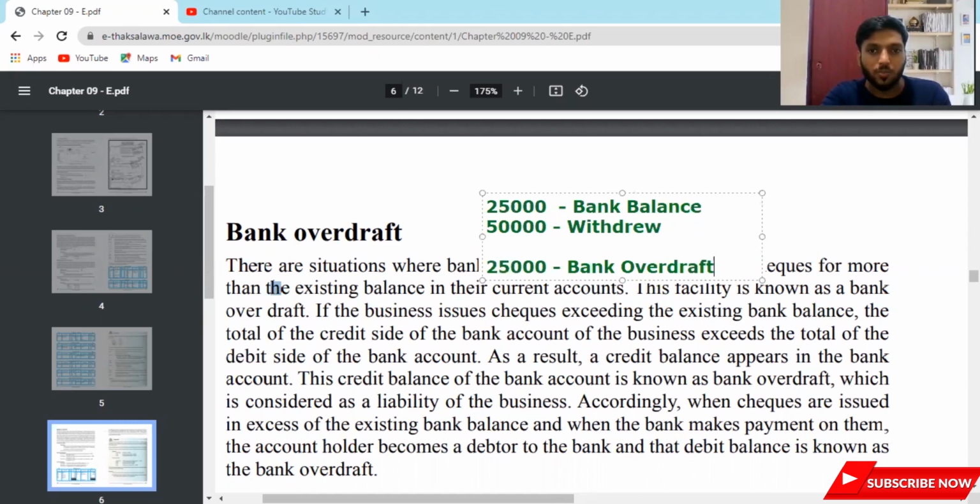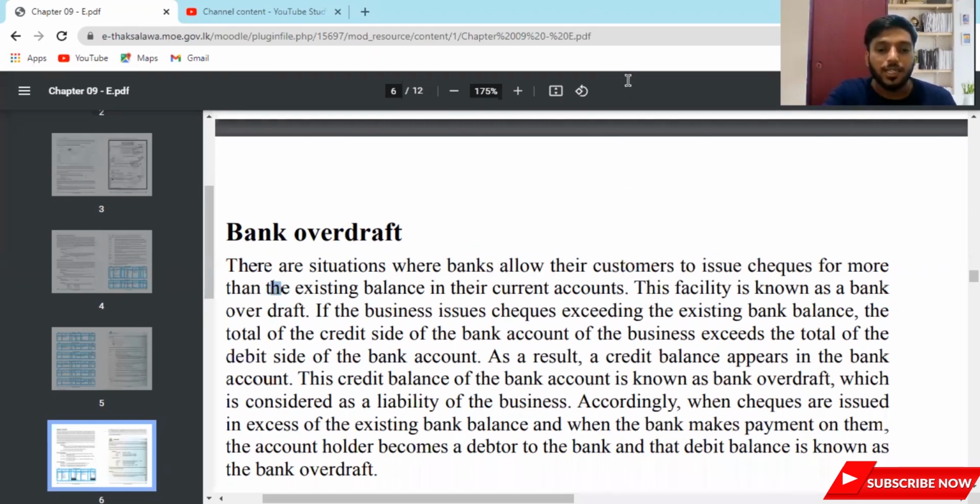Now I'm going to read the basic definition. You would have understood some points about bank overdraft. Let's look into this area in a clear manner now. Let's start, guys. I'm going to read this. There are situations where banks allow their customers to issue checks for more than the existing balance in their current accounts. The facility is known as the bank overdraft.